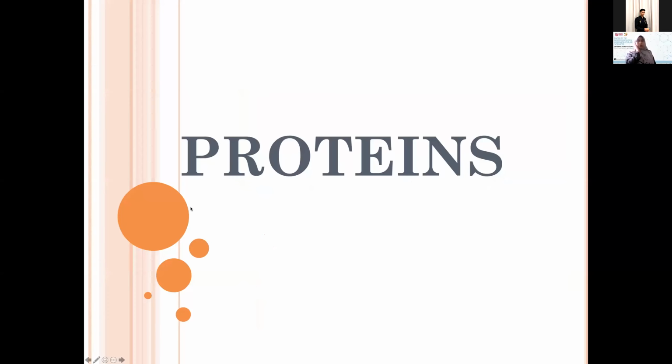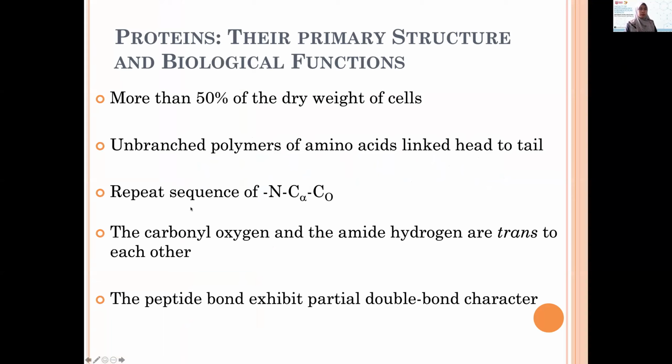Protein is a polymer of amino acids. When you have a combination of a few amino acids, we call it a protein. For protein we have the primary structure, secondary structure, tertiary structure, and quaternary structure. This is just a normal introduction.